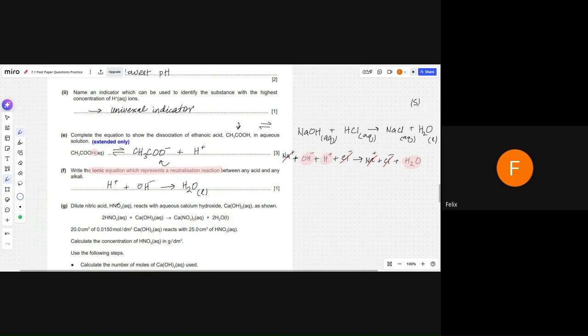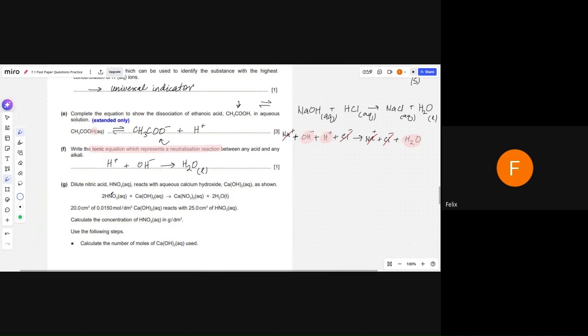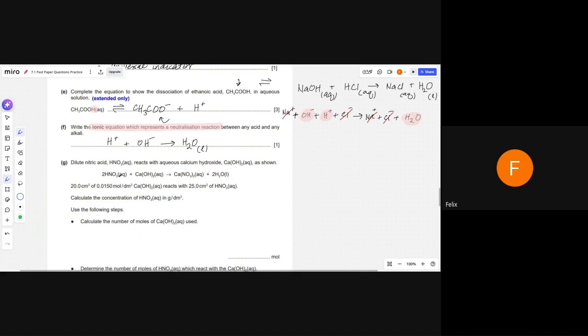Okay, so now next question. A dilute nitric acid reacts with aqueous calcium hydroxide as shown. This is a question on titration, which we have covered in stoichiometry in chapter 2 or 3, I believe. So should I solve this here, or should I skip it? Okay, let's solve it here.